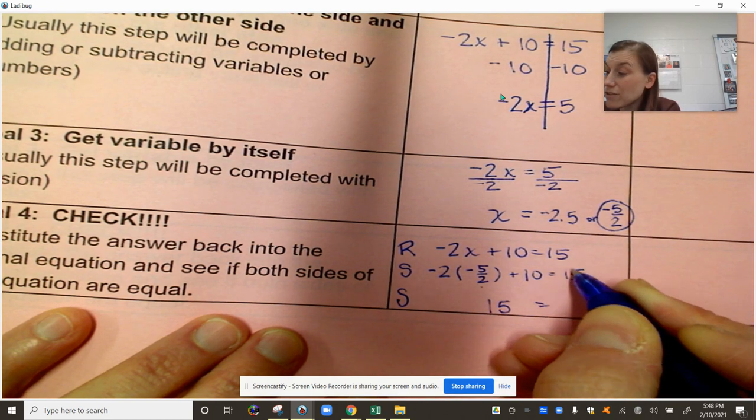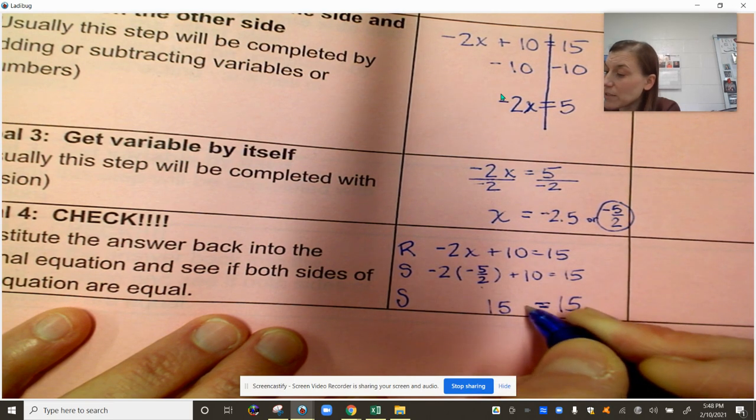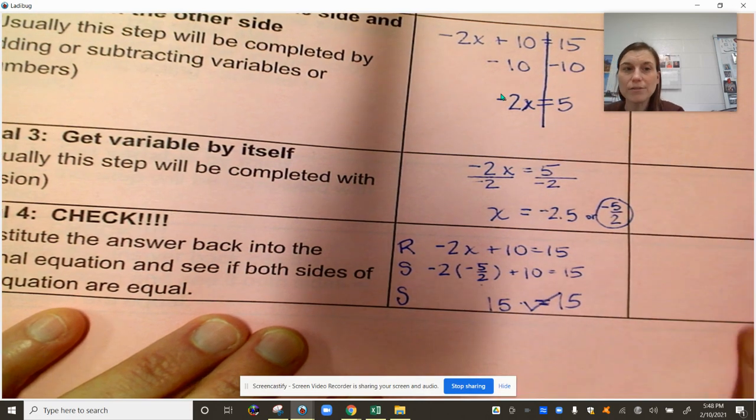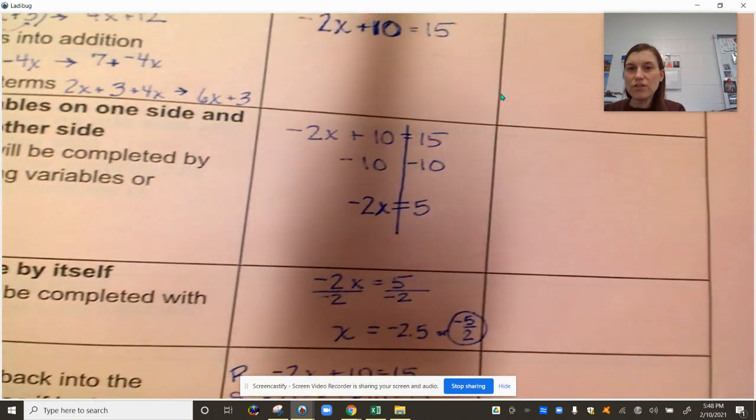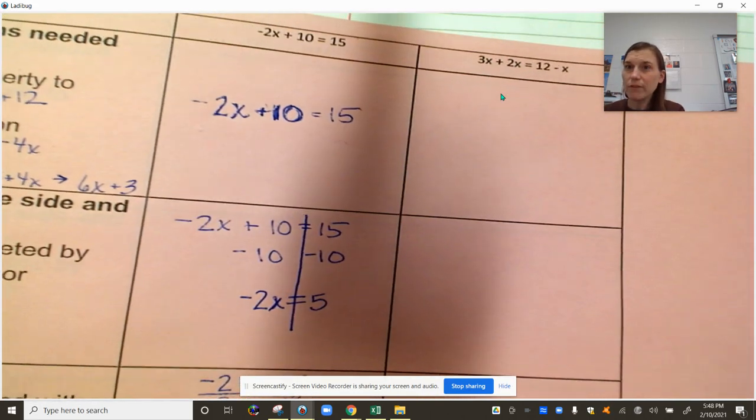On the right, there's nothing to solve. I'm just going to copy it, and I can see that 15 equals 15, so check. My solution checks. So that's a very simple two-step equation. It even has negatives and decimals, and it's really not that hard to do.